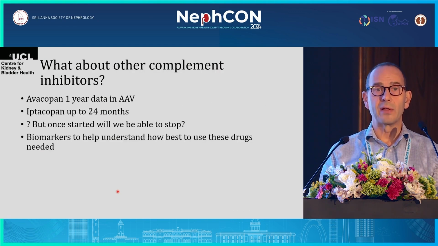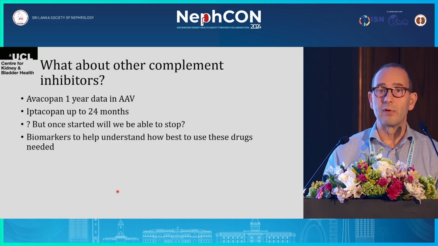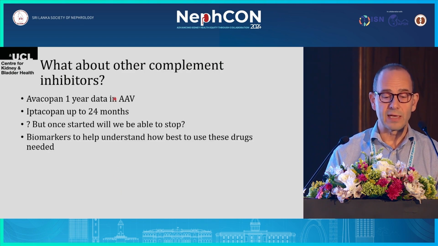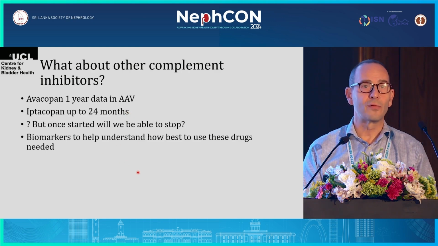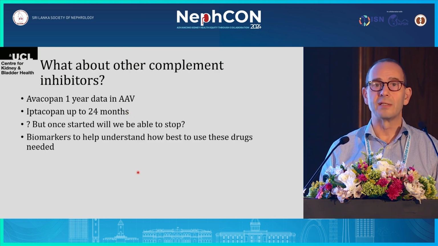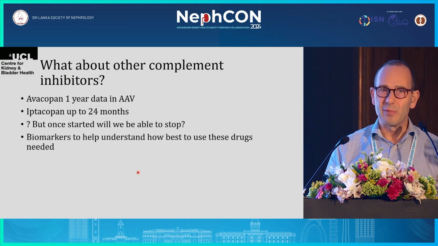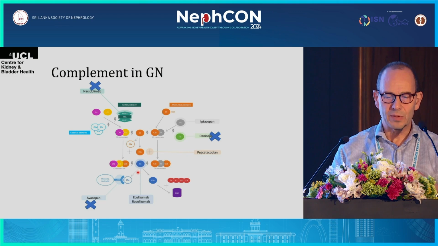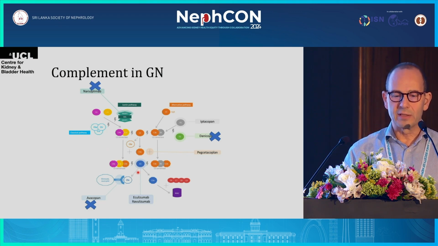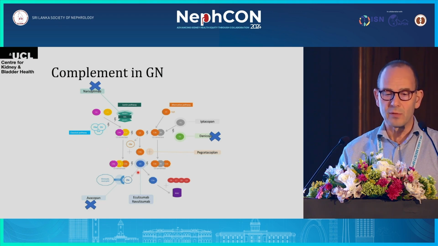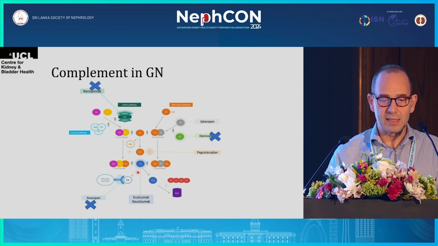So what about these other oral complement antagonists? Well, we don't have long-term data on them. We've got data on avacopan for 1 year, 2 years of iptacopan. I think the real problem is that there will be a tendency for us all, if these drugs are started, to carry them on indefinitely, and that will be at a significant cost, and we have to think about how we stop them. So a number of promising drugs, not all of which have been found to work for the conditions they've been tested in.